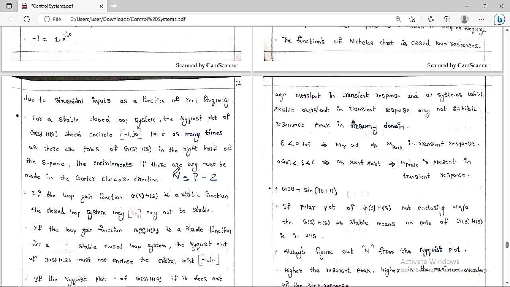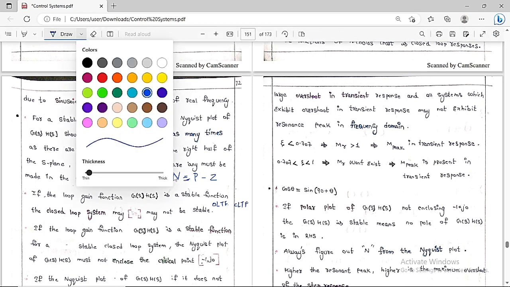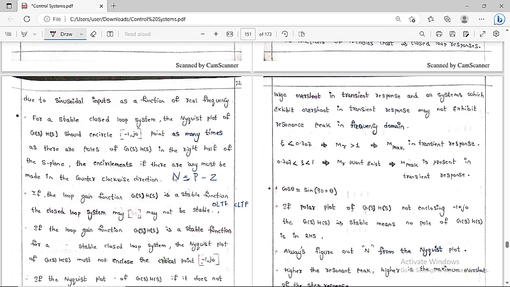The next point is, if the open loop gain function G(s)H(s) is a stable function, then the closed loop system may or may not be stable. I have already told you this point just now. If the open loop transfer function is unstable, then we can make it stable with the help of the closed loop transfer function. If the open loop transfer function is stable, with the help of the closed loop transfer function we can get an unstable system. So vice versa is possible.